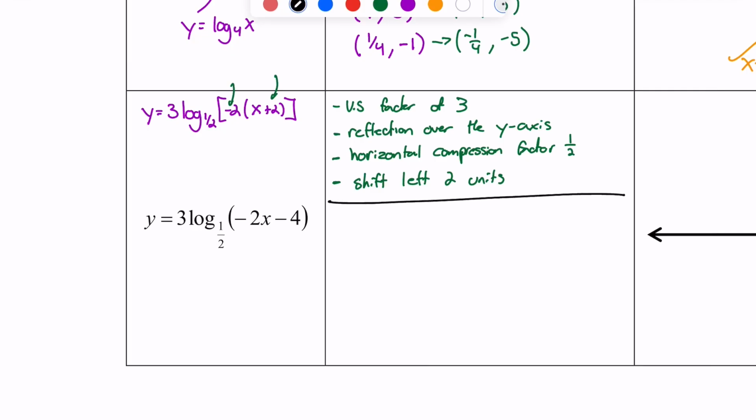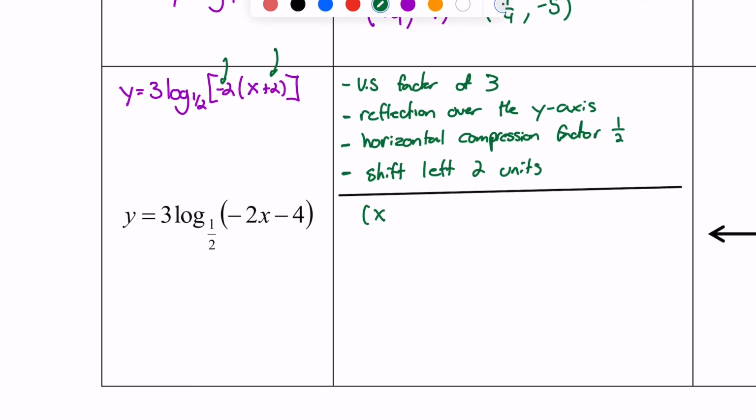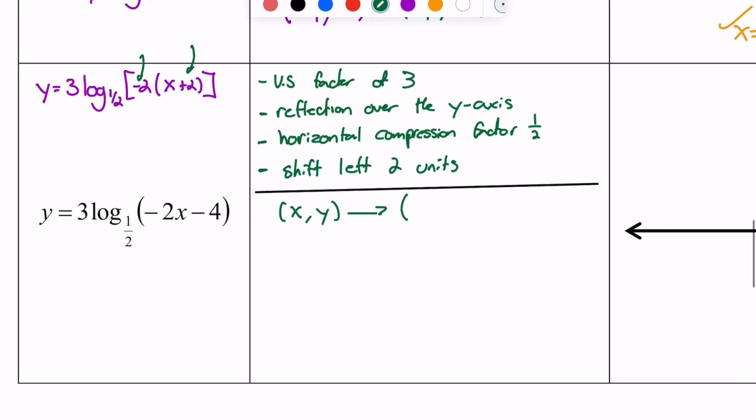Okay, let's get our mapping. So we need x and y coordinates from the parent, and then we are going to transform those parent points by first taking our x coordinates and multiplying them by, well, they need to be compressed by a factor of 1/2, but they also need to be reflected, so you're multiplying by -1/2 here. X, and then you're shifting them left, so that means you put a -2 here. Okay, your y coordinates are going to be 3y, and then there is no vertical shift.